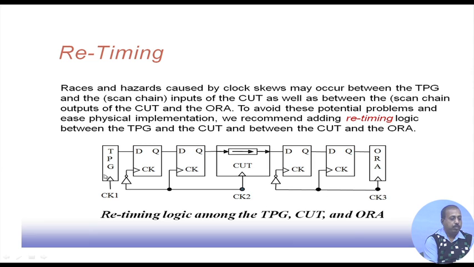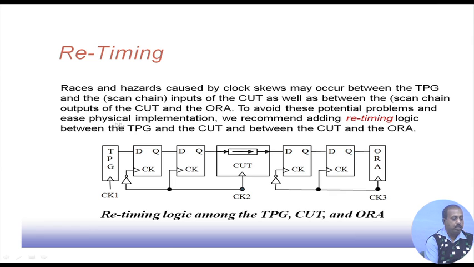Now, each of them may operate on a different clock. The test pattern generator may work on clock 1, the circuit under test may be operating on some clock 2, and the output response analyzer may act on a separate clock, CK3. There may be a problem with these clocks, because if they are the same clock, then the distribution of the clock into all these modules may create some clock skew.